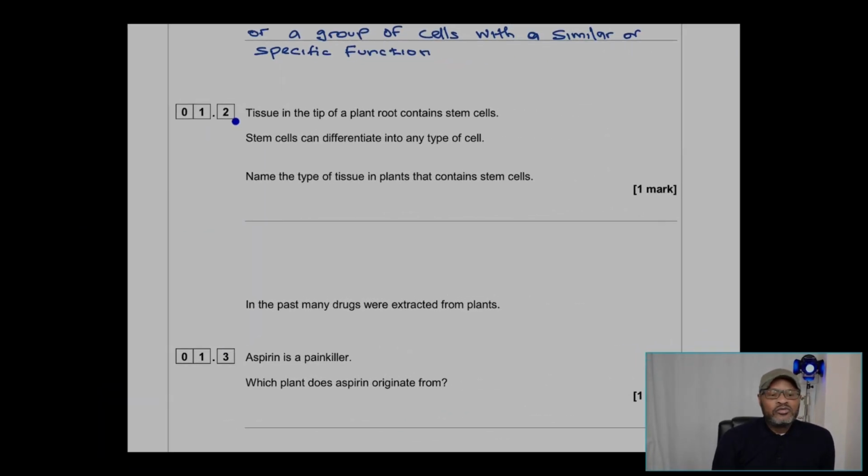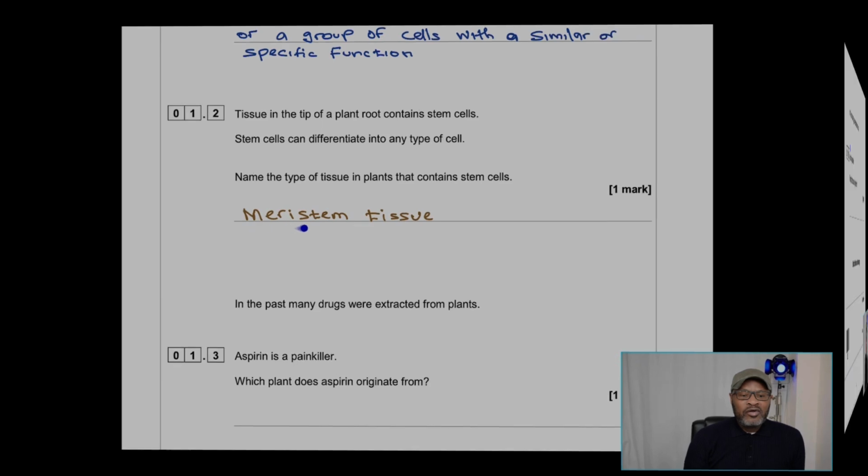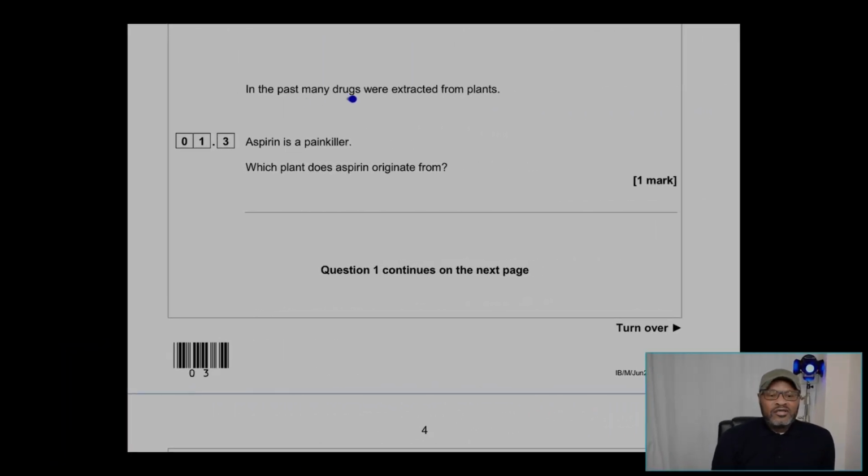Question 1.2. Tissue in the tip of a plant root contains stem cells. Stem cells can differentiate into any type of cell. Name the type of tissue in plants that contains stem cells. This tissue is meristem. In the past, many drugs were extracted from plants.